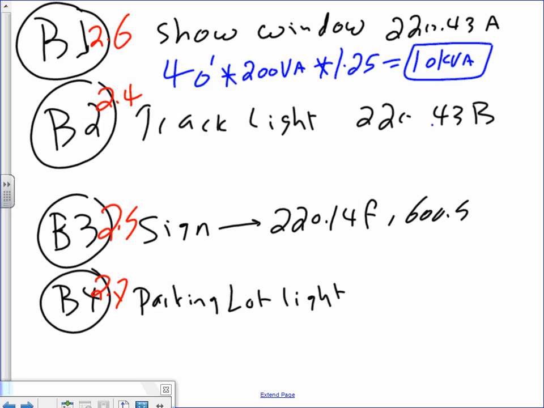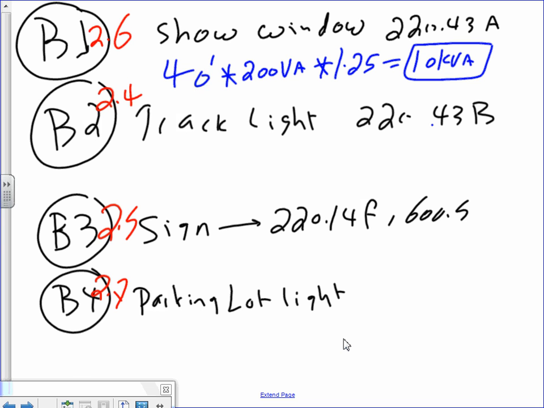What other word can you use to describe linear? Straight? Yes, absolutely. You got it. And sign. Do you turn the sign off every 3 hours? You got it. You guys got it. Yes, sir. Parking lot, light on during the day.